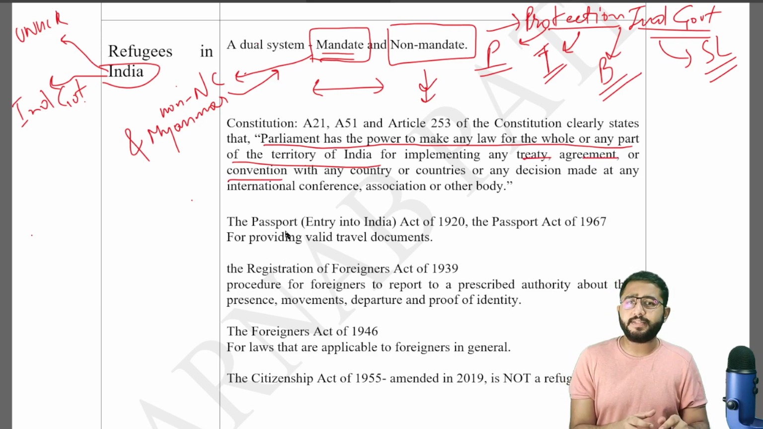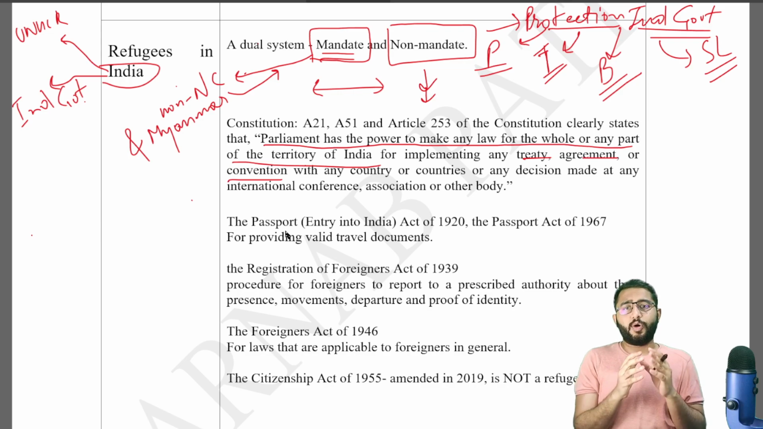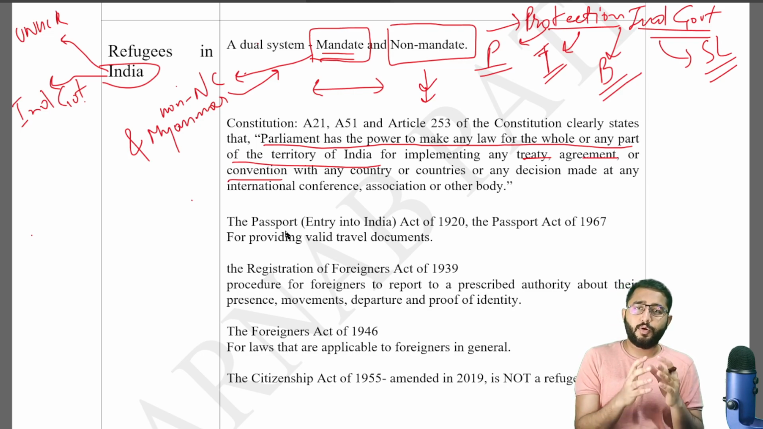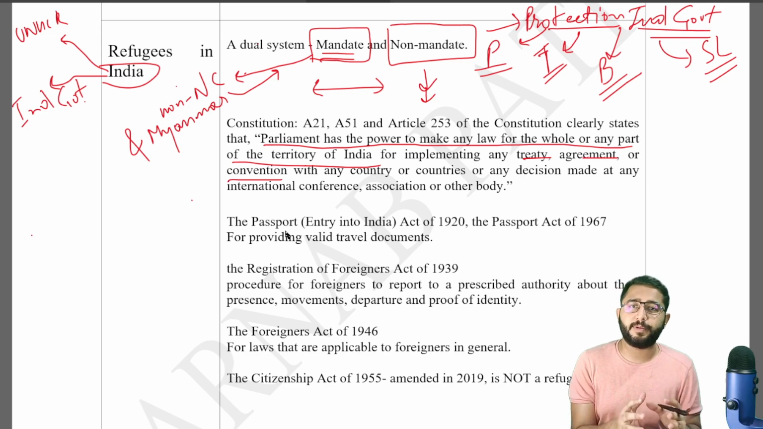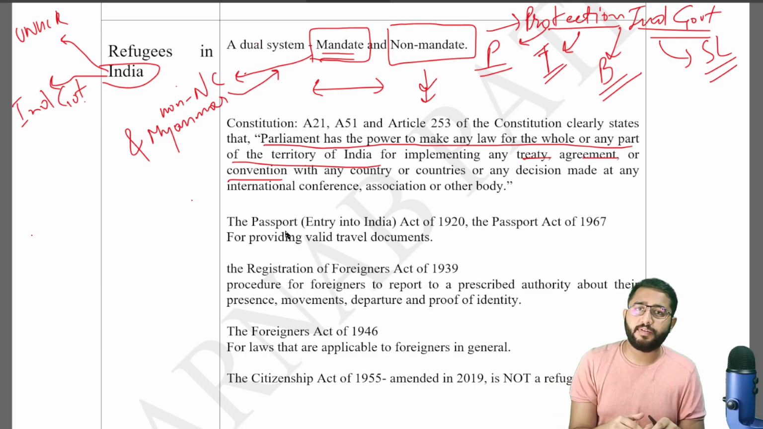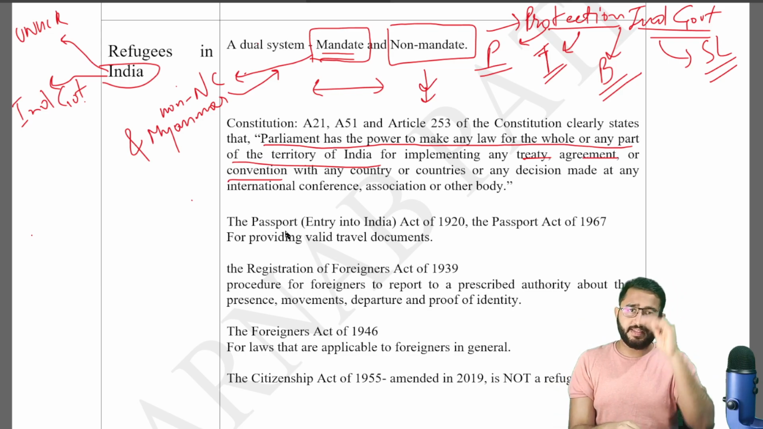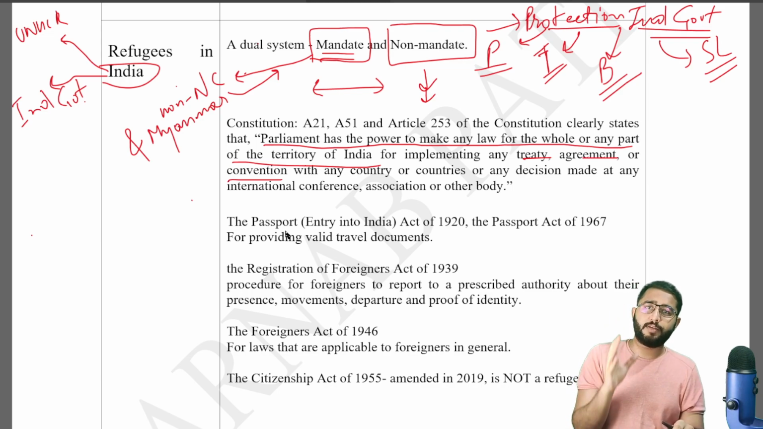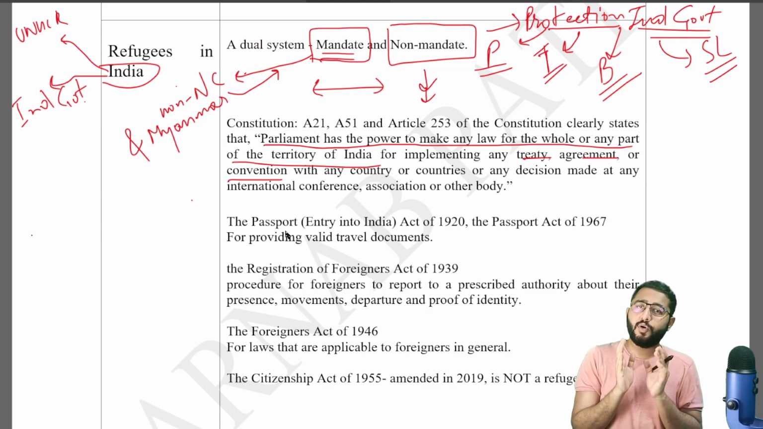Which means the Constitution is already liberal enough to let anyone come in and enjoy the right to life and liberty, which is the minimum standard set by the 1951 convention. So from both these examples, from the treatment of these non-mandated refugees and from what the Constitution says, we see that India has already been a liberal country when it comes to refugee policy.